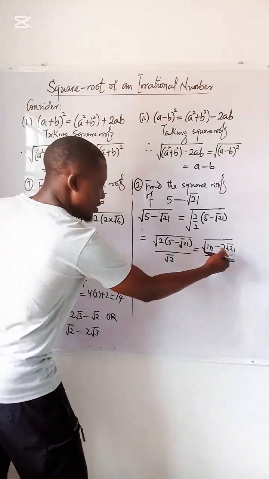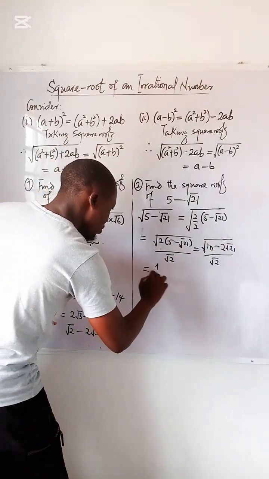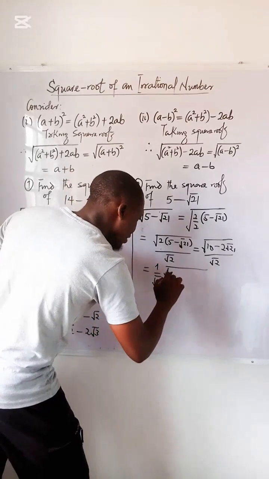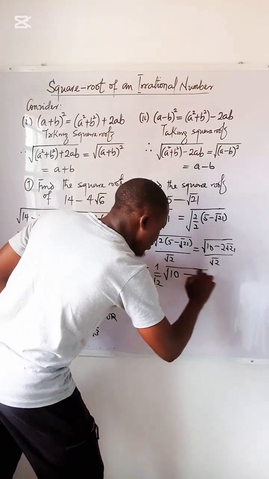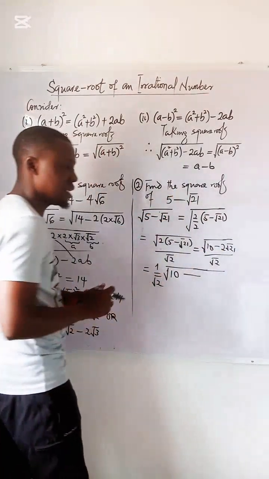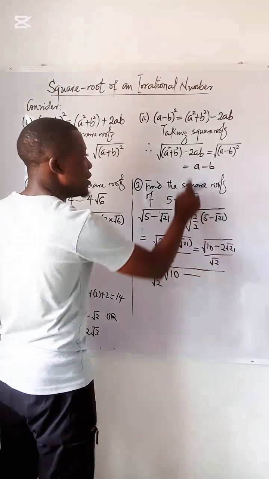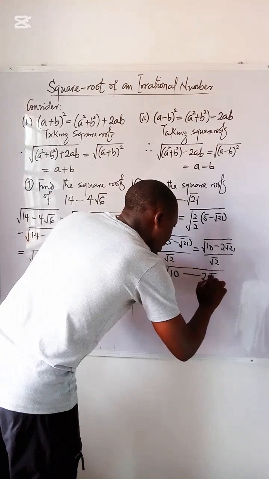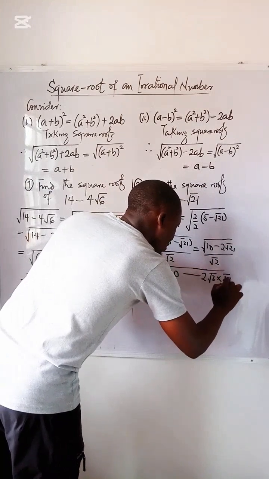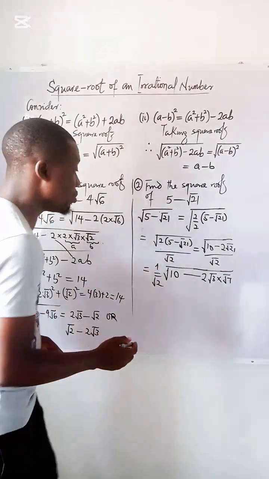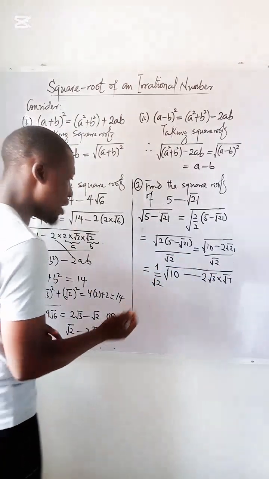Now, let's deal with what we have at the top. We have 1 over root 2 here. When you separate it, this is equal to the square root of 10 minus, I already have my 2 here. Now, let's split root 21 into a and b, if possible. Root 21 can be split into root 3 times root 7. If you have been following our class, you know that we can easily split root 21 into root 3 and root 7.